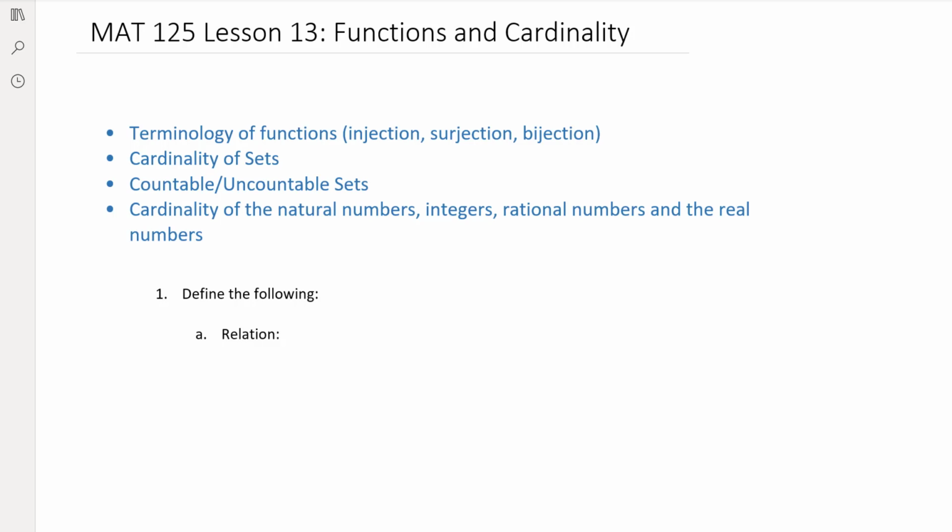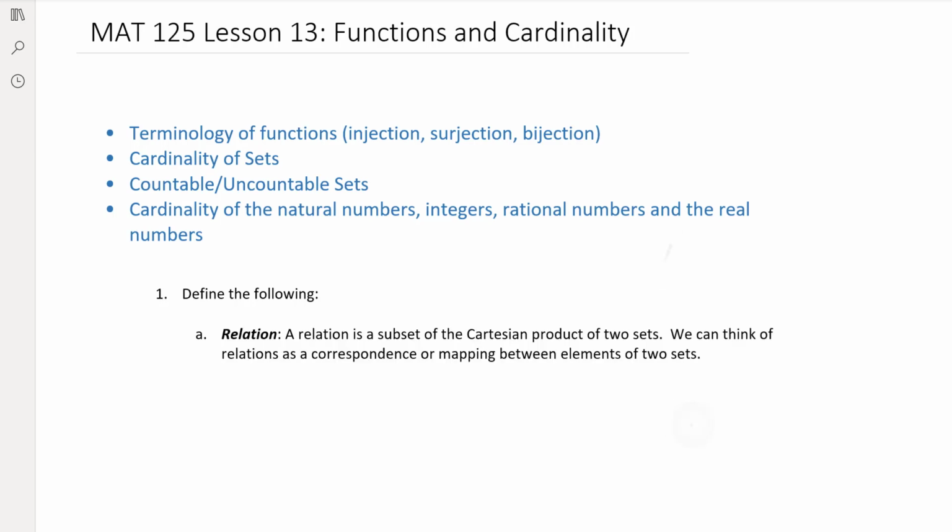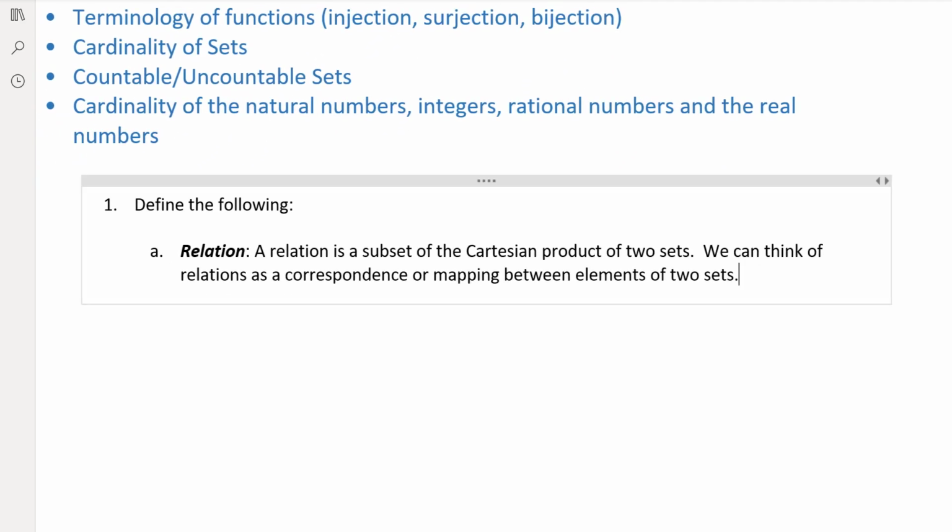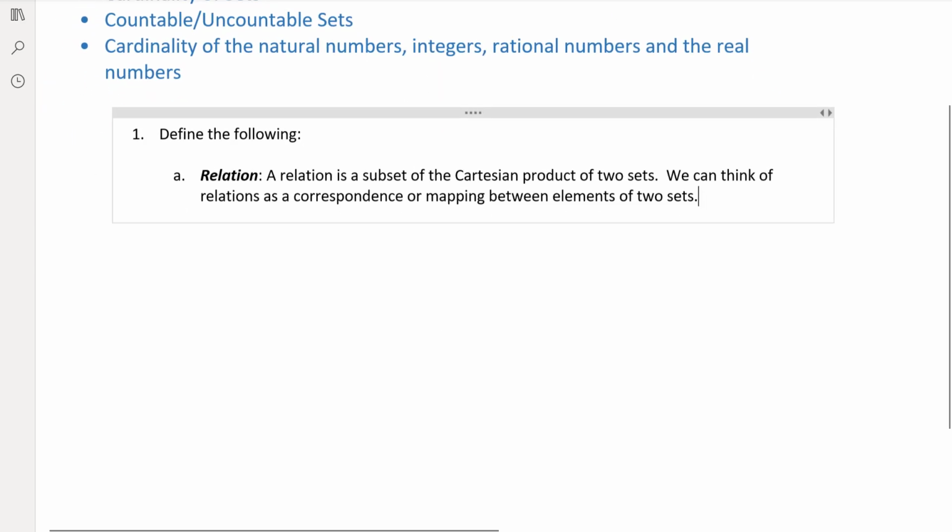So we'll start with some definitions. Number one, the first definition, what is a relation? We can think of a relation as a subset of the Cartesian product of two sets. So we think of relations as correspondences or mappings between elements of two sets. Let me illustrate what I mean by that.